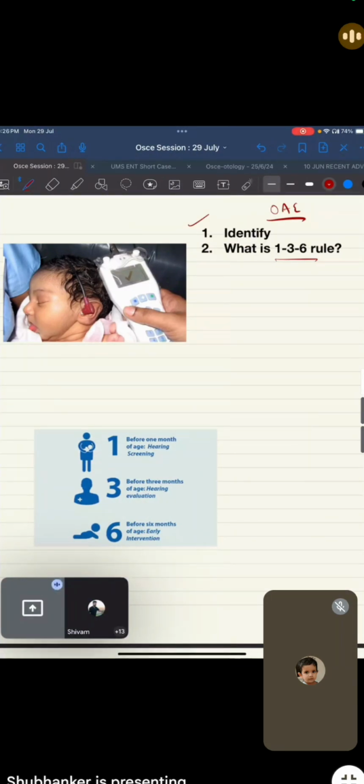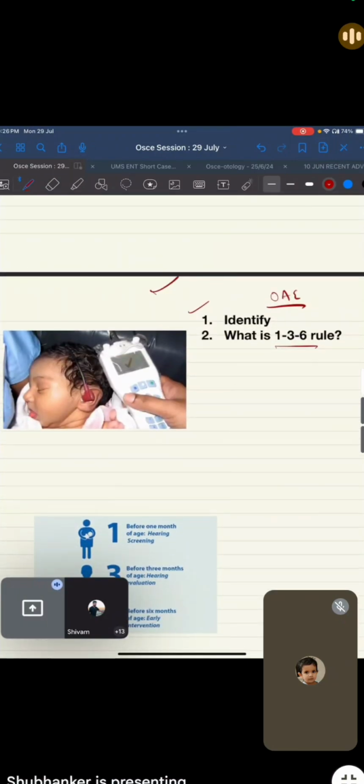Okay. But the sad state of reality in my hospital also, like I work in a government setting, people come for OAE at 4 months, 6 months, whenever they wish. They were told to get the hearing screening done. So that's the sad state of affairs, but that's how things go. Okay, so we are okay with this.